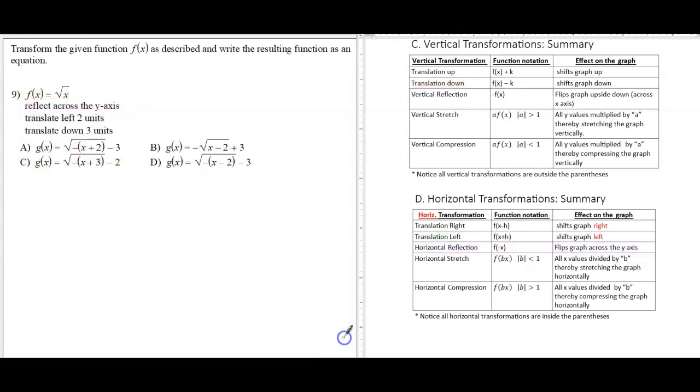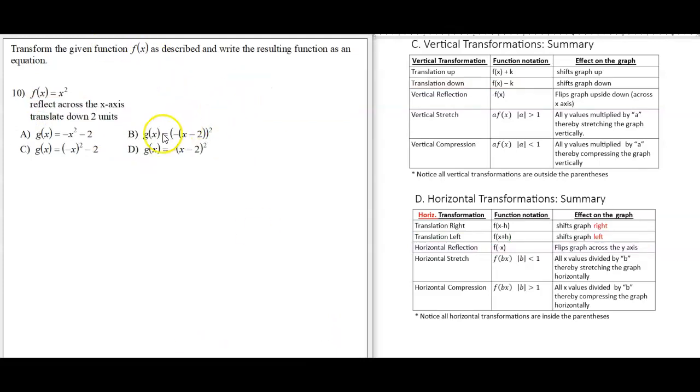Gosh, there's an awful lot of A's on here. That's kind of irritating. Oh well, we'll bear with it. Let's go ahead and take a look at number 10, just to get some more practice here.